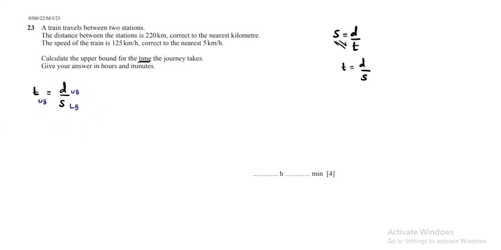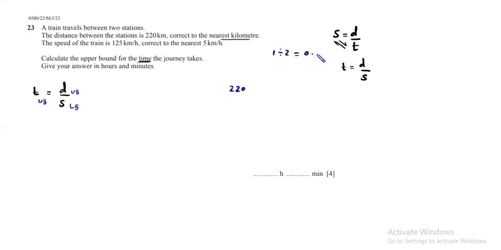Now, the distance is given to us as 220 kilometers. I need to calculate the upper bound for distance. So it's been rounded to the nearest kilometer. Nearest kilometer means the nearest whole number, that is, to the nearest ones. So that 1 has to be divided by 2. Always the place value to which it's being rounded has to be divided by 2.